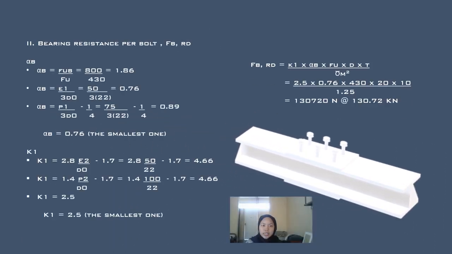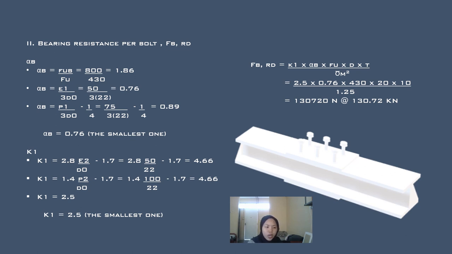It's the bearing resistance per bolt, FbRd. In this section, we need to find alpha b and also k1. There are three formulas for alpha b. Number one is alpha b equals fub over fu. Number two is alpha b equals e1 over 3d0. The last one is alpha b equals p1 over 3d0 minus 1/4. We choose alpha b equal to 0.76, which is the smallest one.